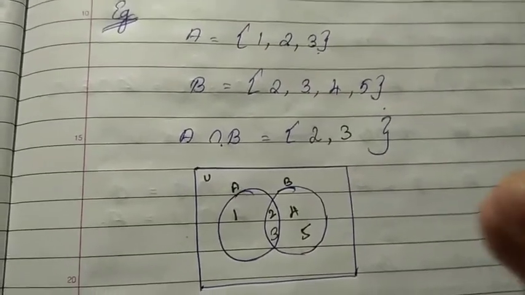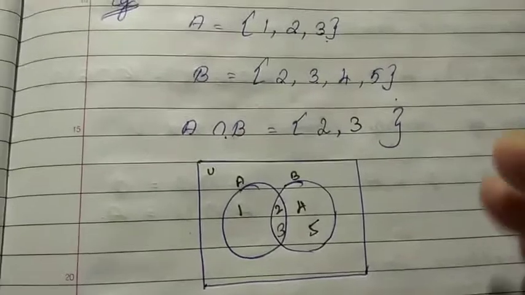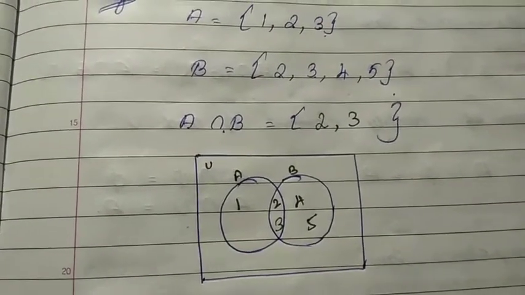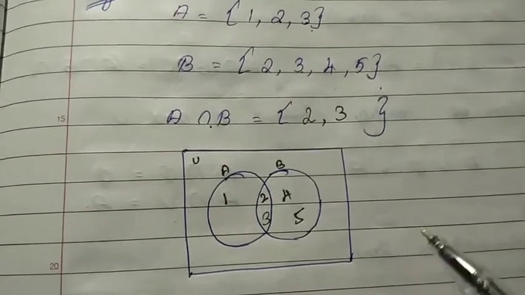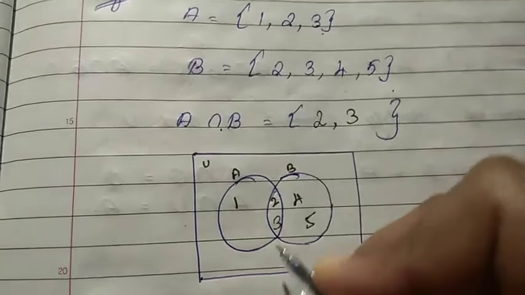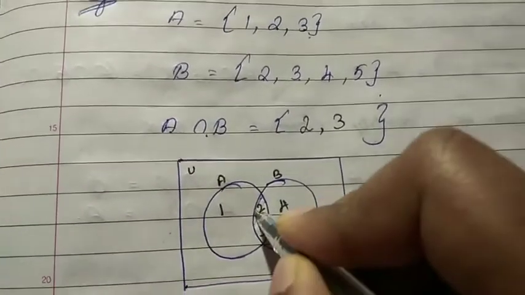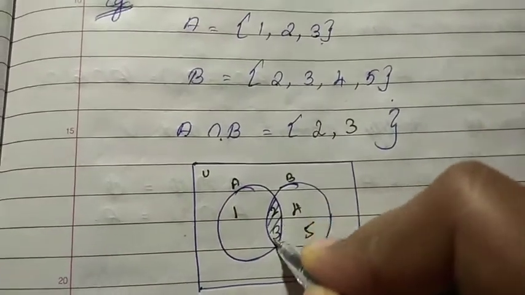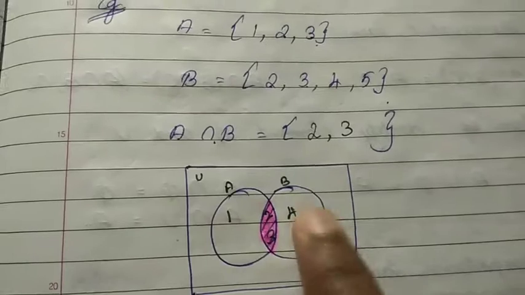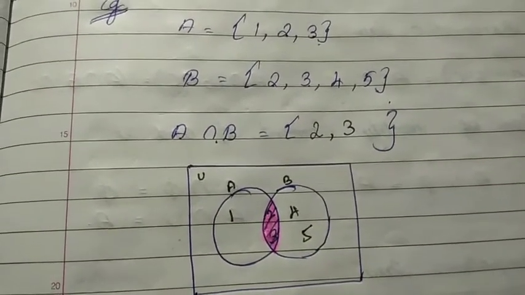So in the Venn diagram, what has to be shaded? That is the common part. We have to check what is the common part for both the given sets, that is A and B. Only 2 and 3 is common, so I will be shading only this part. I will not be shading this and this. Intersection means only this part should be shaded.